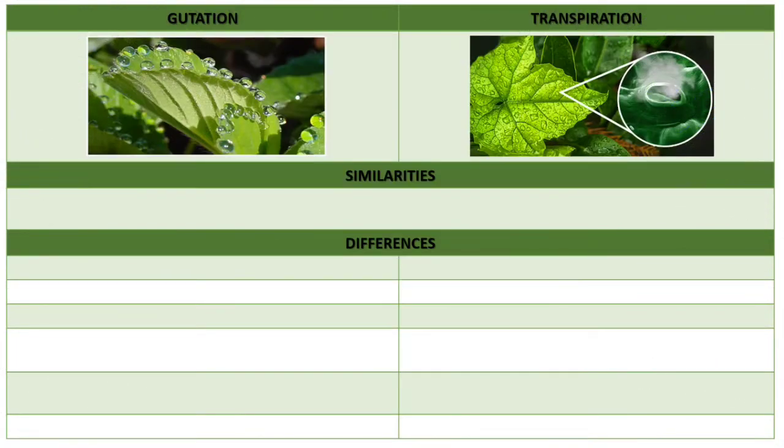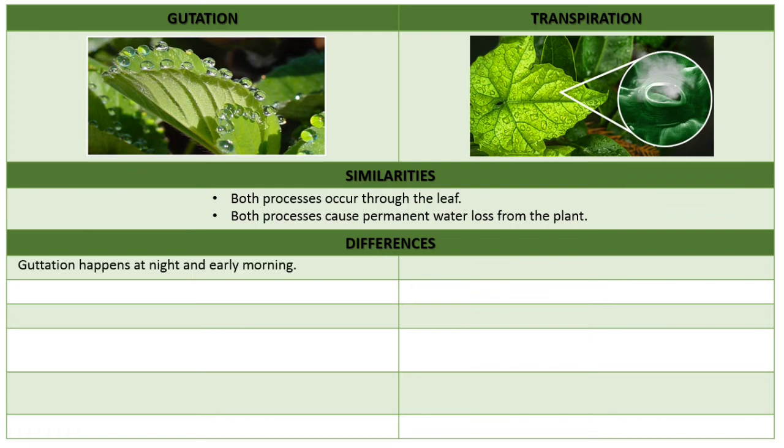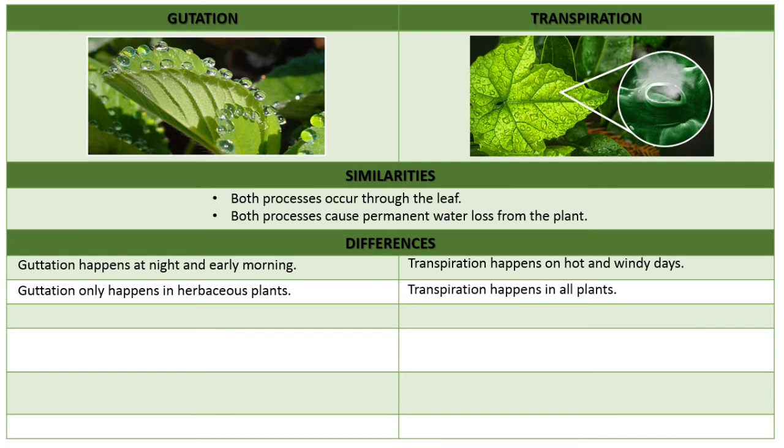Next, we will discuss the comparison between guttation and transpiration. First, the similarities. Both processes occur through the leaf, and both processes cause permanent water loss from the plant. Now, how about the differences? Guttation happens at night and early morning, but transpiration happens on hot and windy days. Guttation only happens in some plants, but transpiration happens in all plants.